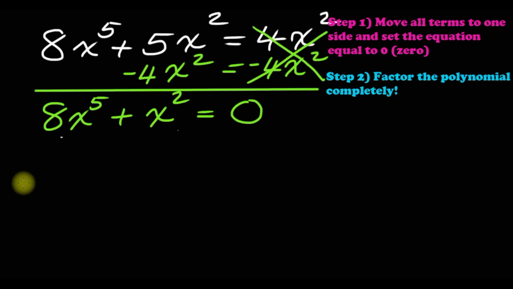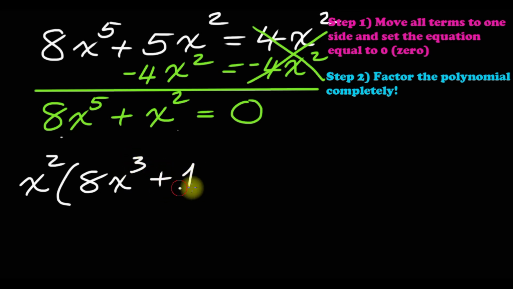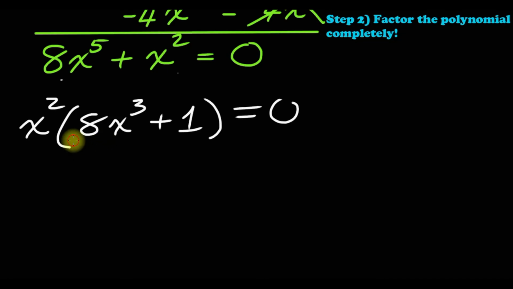So it looks like we can pull out an x squared. x squared is the greatest common factor. And then you have 8x cubed plus 1 equals 0. Inside the parenthesis, we have the sum of two perfect cubes. So we're going to bring down the x squared.